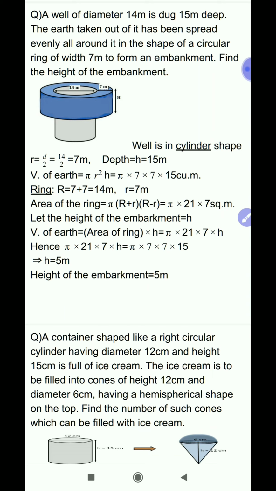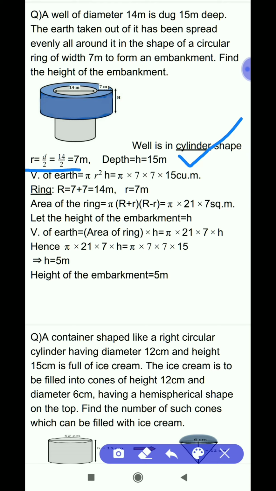Now we know that the shape of the well is a cylinder. So radius of the cylinder is d by 2, that is 14 by 2, that is 7 meters. Depth is 15 meters. So volume of the earth taken out from the well is volume of the cylinder, that is pi r square h. So pi into 7 into 7 into 15 cubic meters. Keep it aside, don't simplify it.